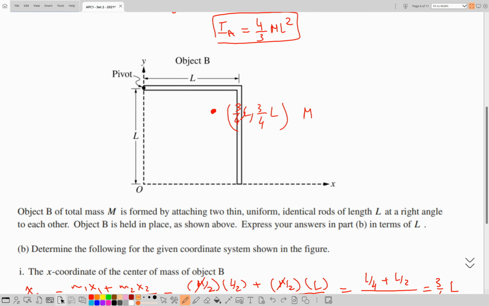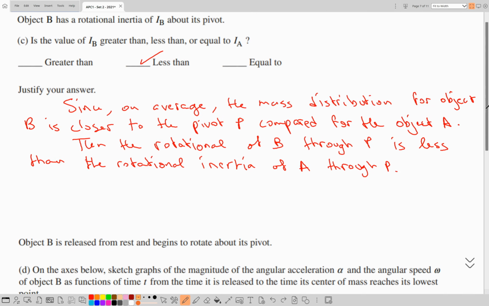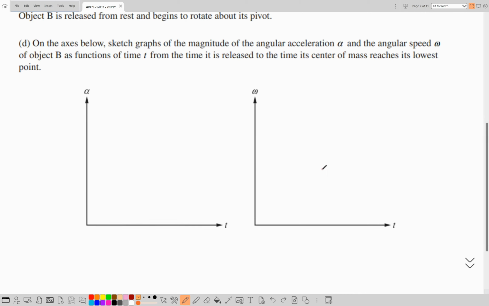And that would always be the case whenever we're trying to plot omega or alpha for a body which is freely rotating under the influence of gravity. So omega is going to be something like that, part of a trigonometric function which is concave downward, and alpha would be something like that.